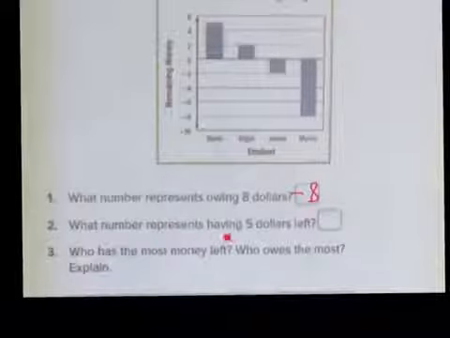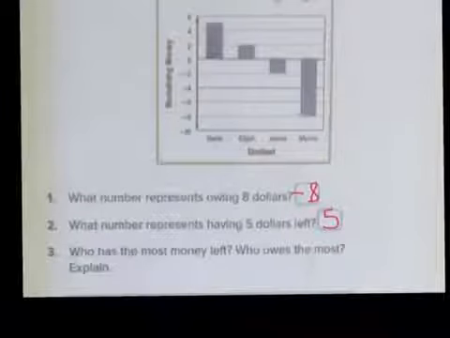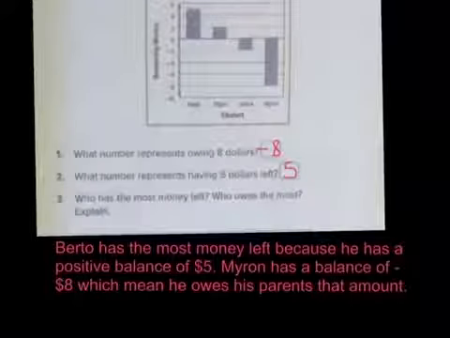What number represents having $5 left? Oh, when you have $5, you have 5 positive dollars. Who has the most money left? Who owes the most money? Explain. Please copy this as your first key answer.